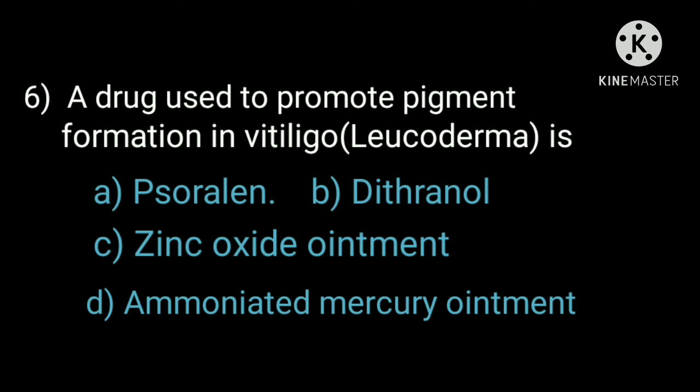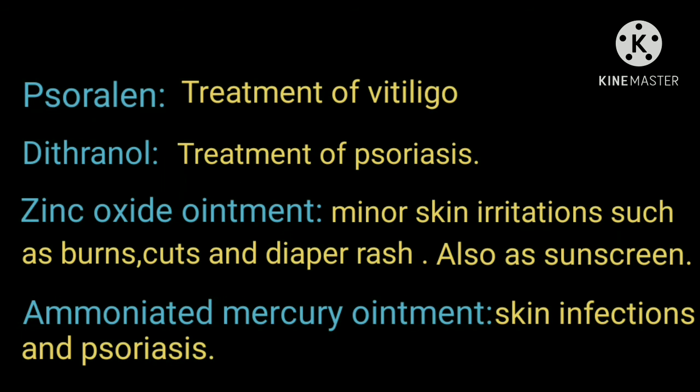Sixth question. A drug used to promote pigment formation in vitiligo is option A. Psoralen, B. Dithranol, C. Zinc oxide ointment, D. Ammoniated mercury ointment. Answer is option A. Psoralen.